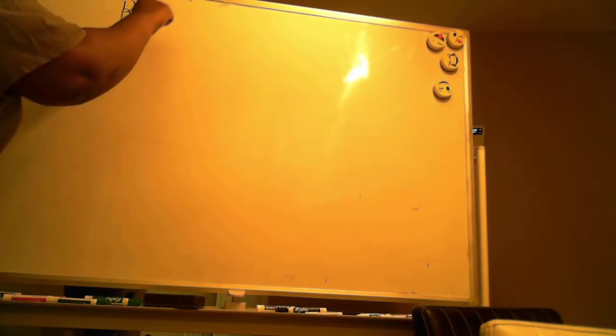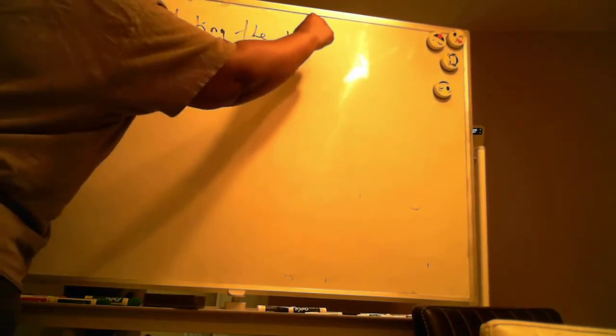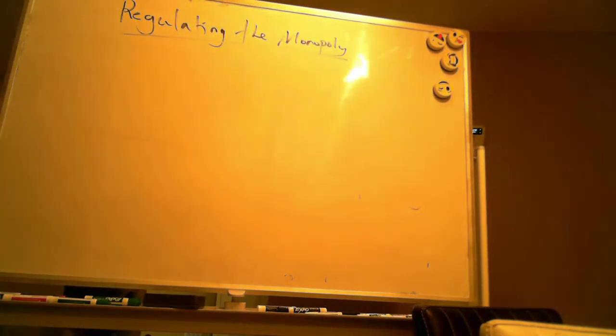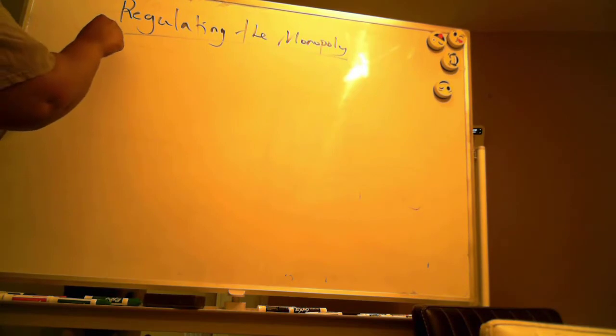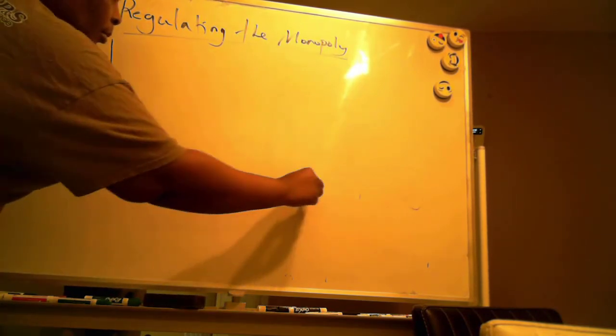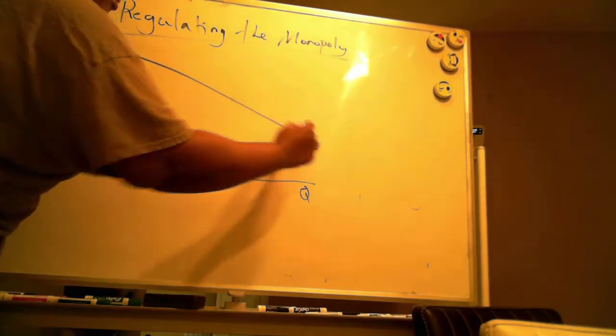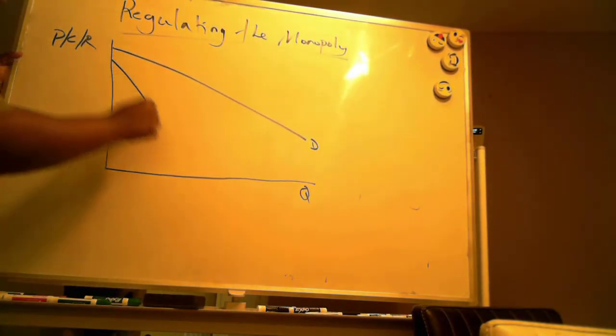So here we go. We want to focus on regulating the monopoly. And we know we show activities in these market structures with graphs. So let's get to it. Let's set it up. Here's the quantity. We're going to measure price, cost, and revenue here. Let's get the demand curve in there. And here is our marginal revenue.